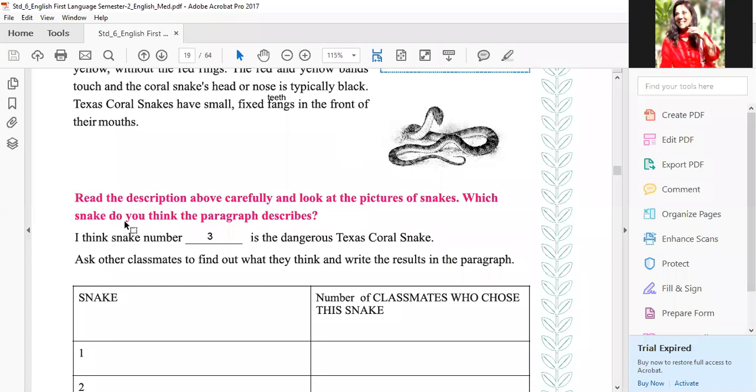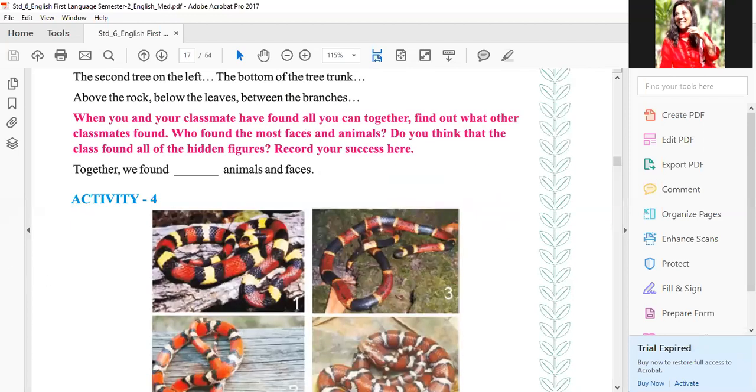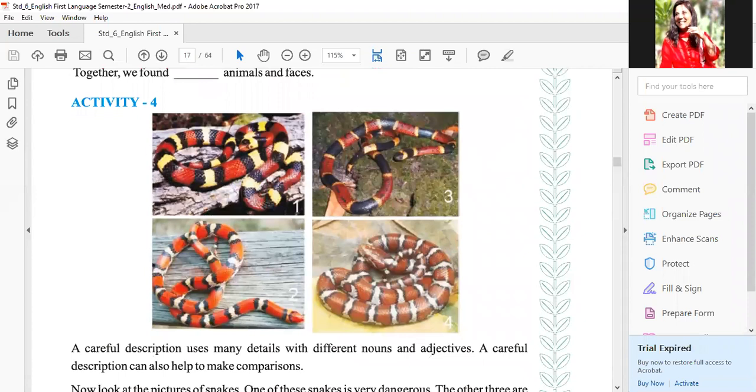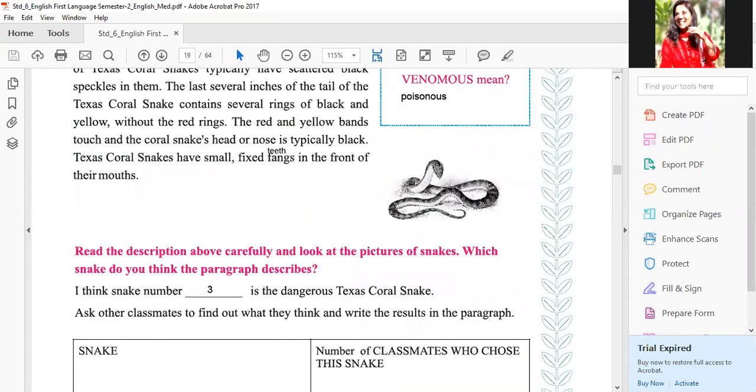अब यहाँ पर देखो एक और है, read the description above carefully and look at the pictures of snake. वो जो हमने activity 4 में ये 4 pictures देखी. Okay, 1, 2, 3, 4. Looking at these pictures, we have to describe what is it. Read the description above. Look at the snakes. Which snake do you think the paragraph describes? ये वाला paragraph Texas coral snake. ये कौन सी picture का description है?